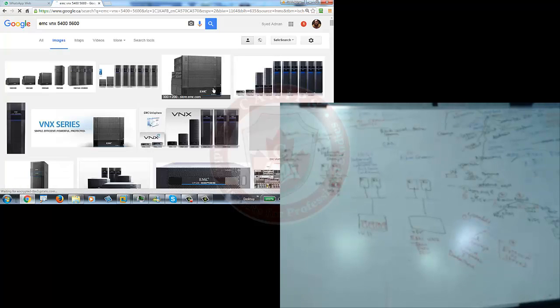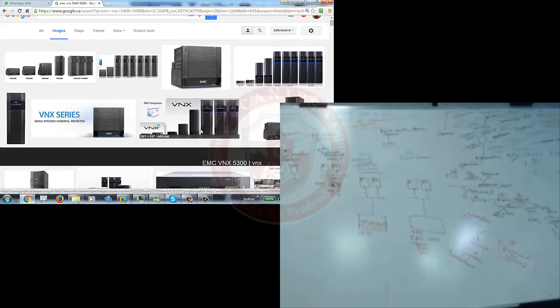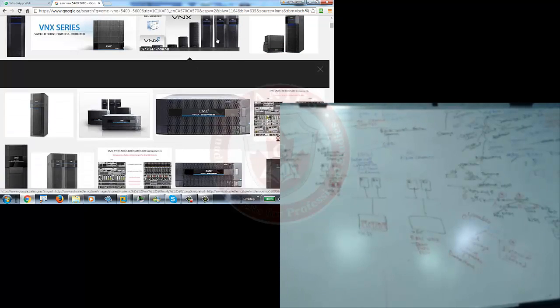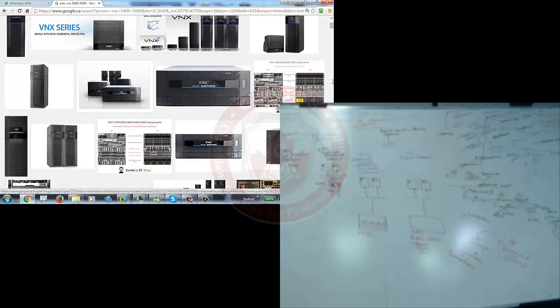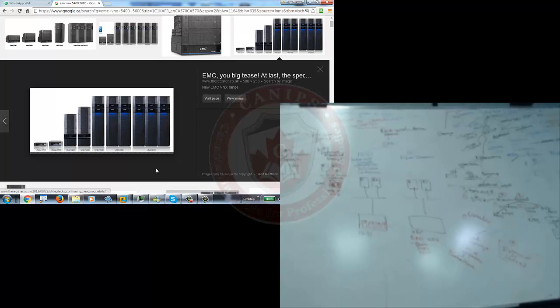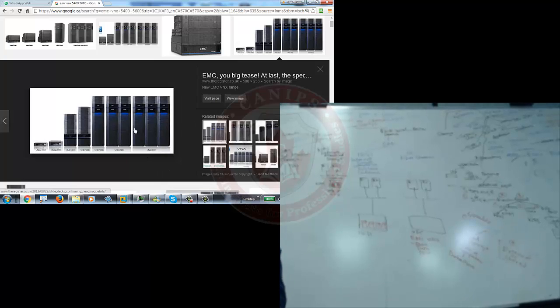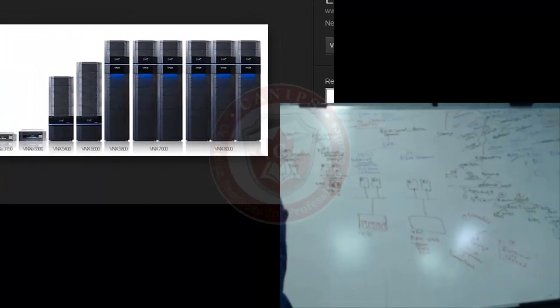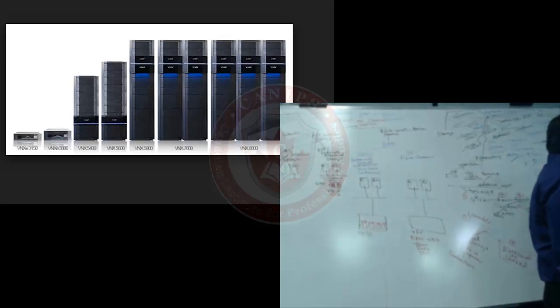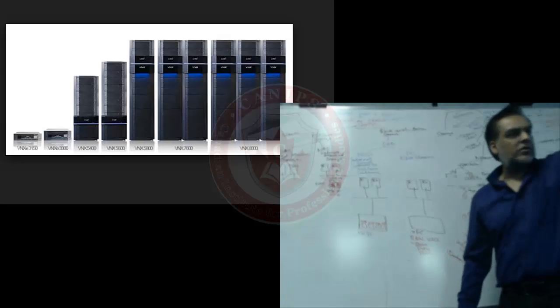Now within images, it looks like this. So here it is, this is VNX. And if you look at this one right here, it comes as VNX E3150, 3000, 5400, 5600, and so on. It comes in many different numbers.